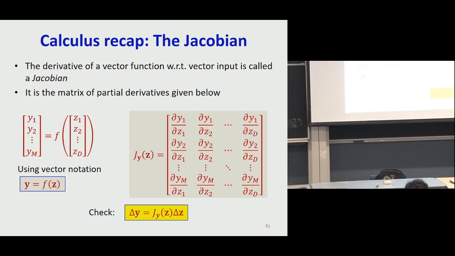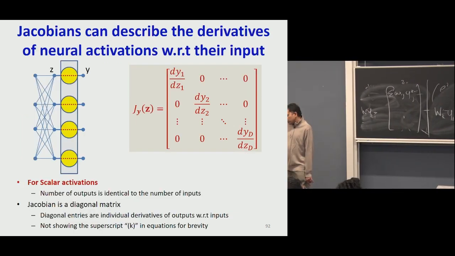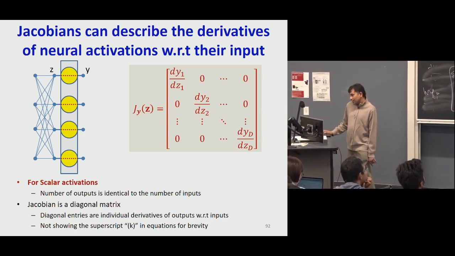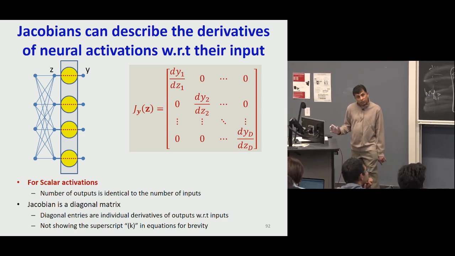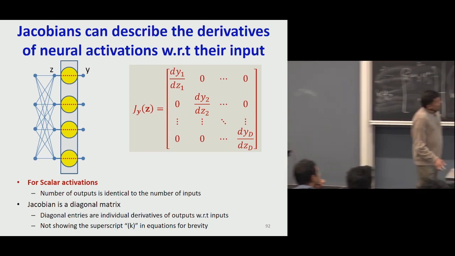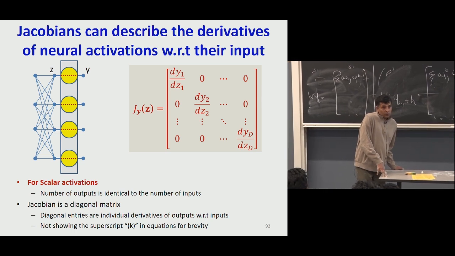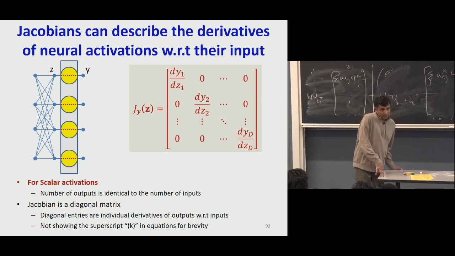That's simply for us to indicate that it's actually a function of the current location of z, right? So the Jacobians can describe derivatives of neural activations with respect to their inputs. If you have scalar inputs, then the derivative of any y with respect to the other z's is 0, right? So if the activations are scalar, then this Jacobian matrix is going to be strictly diagonal.